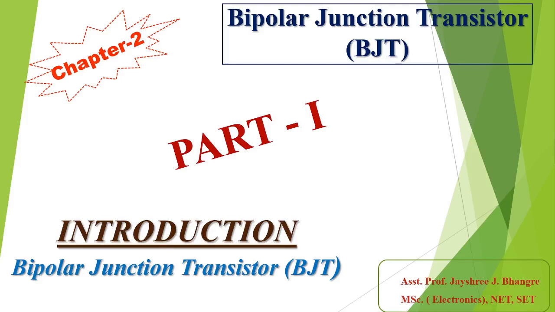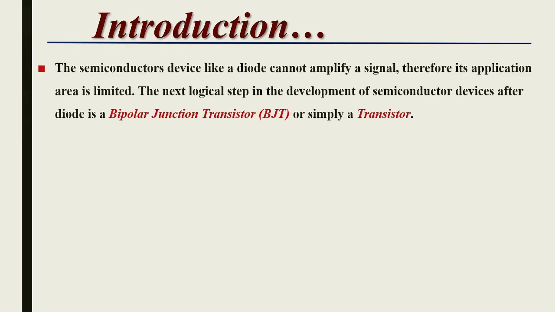Hello everyone, welcome to the first paper of electronics, that is semiconductor devices and basic electronic systems. This is part one of chapter two, bipolar junction transistor, that is BJT. In this video we are going to learn what is BJT, its types, and construction and working of the BJT. Semiconductor devices like diode cannot amplify a signal, therefore its application area is very limited.